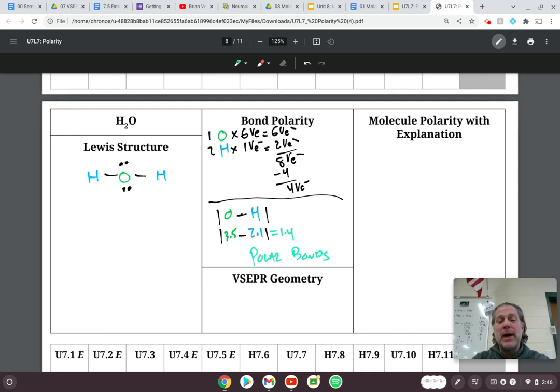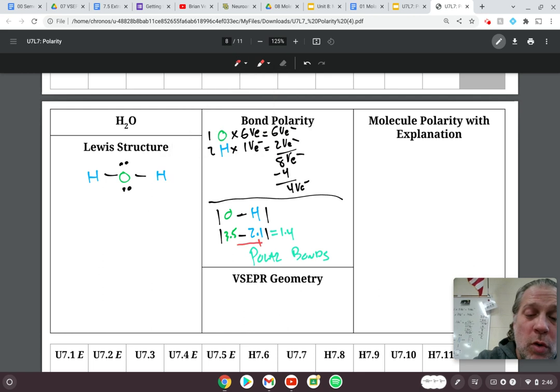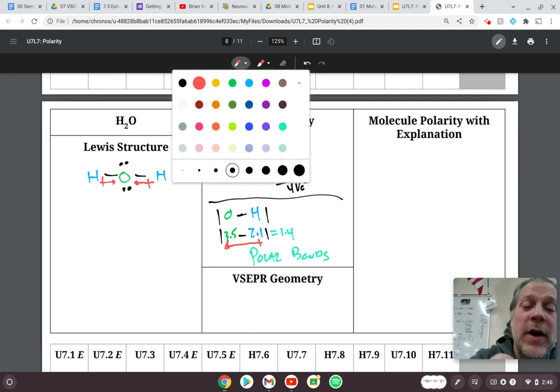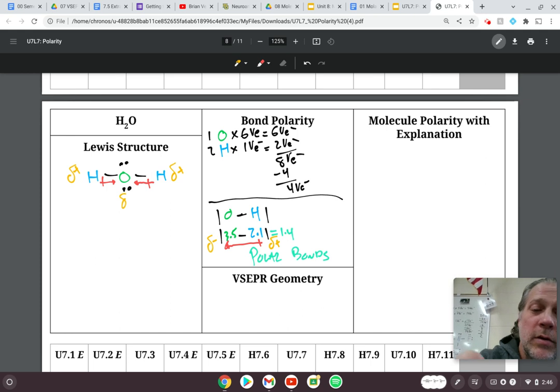So if the bonds are polar bonds, I need to draw a dipole arrow, and my dipole arrows will go toward the more electronegative element. So if I do that on my structure, it'll look something like this. And if I have to draw dipole arrows, I'm going to have partial charges. So the oxygen side will be slightly negative, and the hydrogen side will be slightly positive, like this.